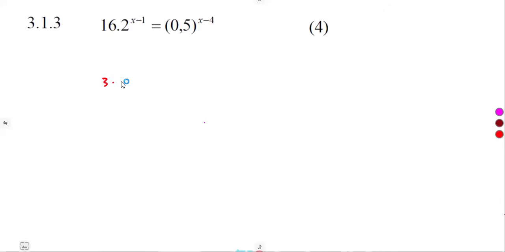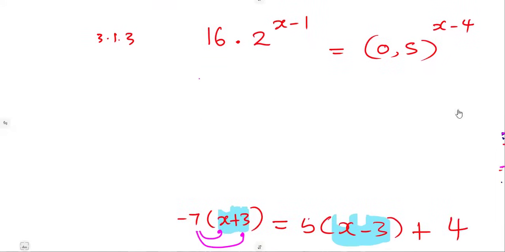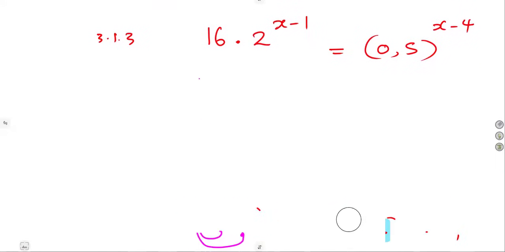To solve this equation, we are given 16 times 2 to the exponent of x minus 1 is equal to 0.5 to the exponent of x minus 4. So this is what we have, and we are supposed to solve for x. How can we solve for x? If we consider here, we can see these can be written in the same base, which is the base of 2.